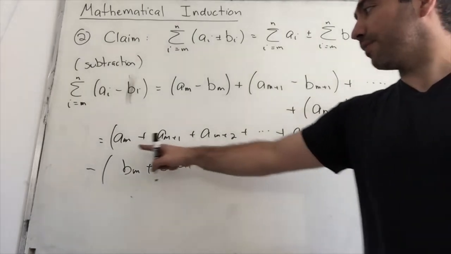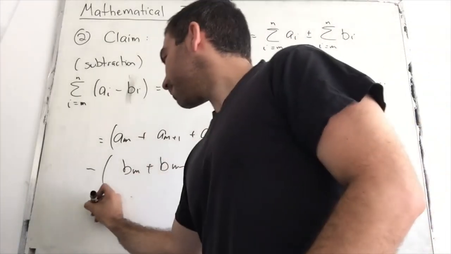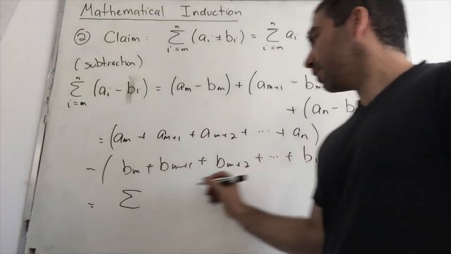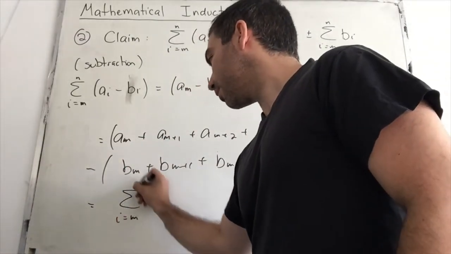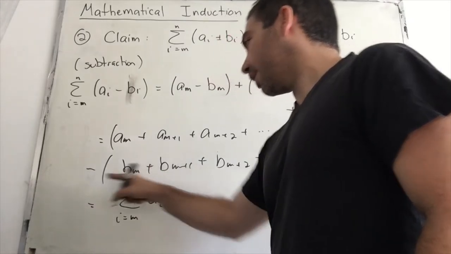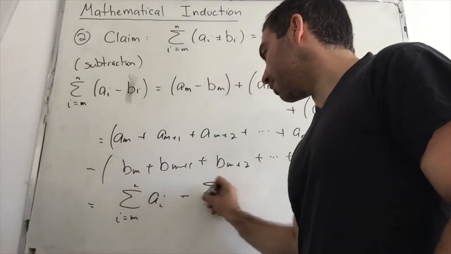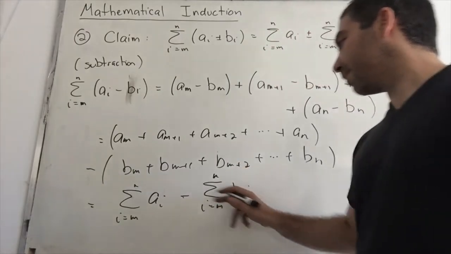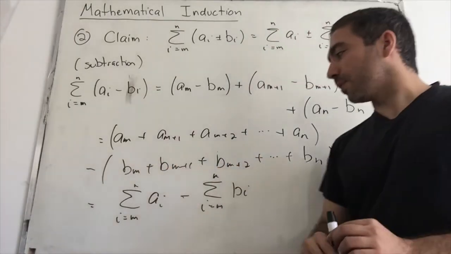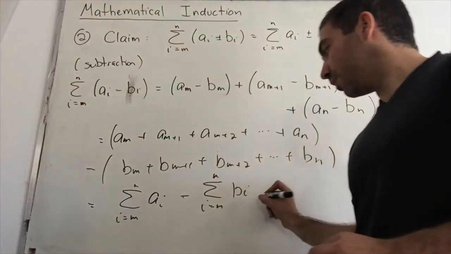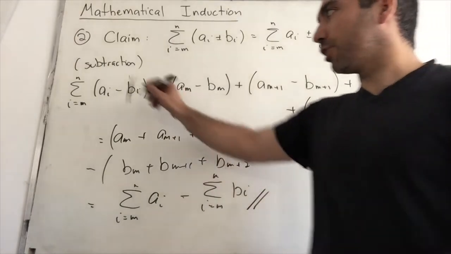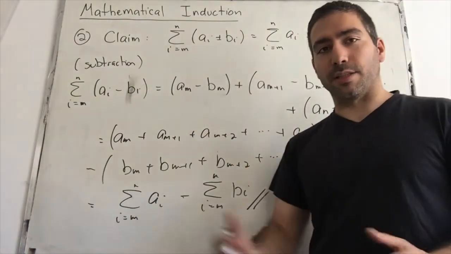So notice that we have the sum of the am in the first bracket here, starting from m to n of ai. And then we're separated by a minus, and we have the sum from m to n of bi, because we started at m, finished at n. Okay, and this is what we wanted to prove. So we did it for the subtraction case. It's the same thing for the addition case. If I just switch all the minuses here with a plus, we get the same result.